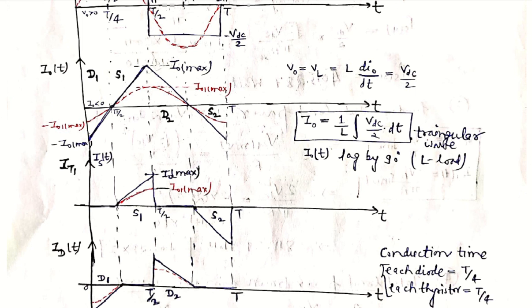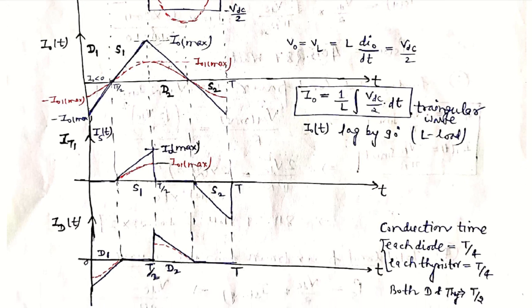What is the diode current waveform? The diode current waveform will be taken from the output current waveform, because where the diodes are conducting we take those parts of the waveform from the output current waveform, and we draw it similar to the thyristor, but where the thyristors are conducting, diodes are not conducting. And again we draw the fundamental component waveform in sinusoidal fashion.